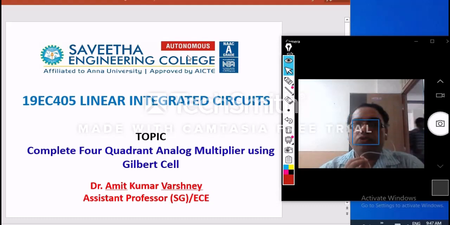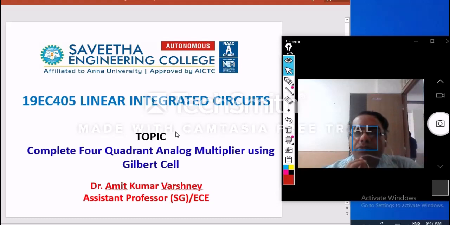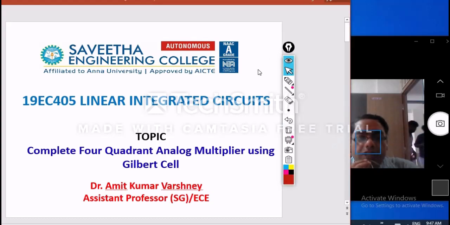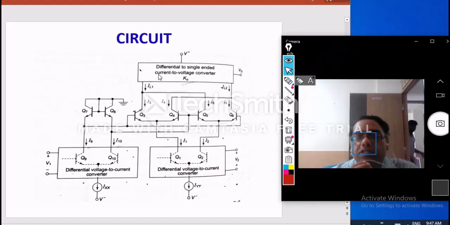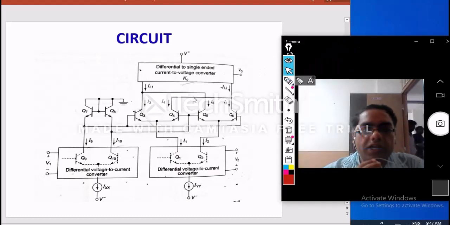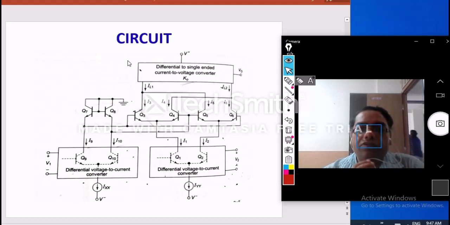So today I am going to discuss the complete 4-quadrant analog multiplier using Gilbert cell. Now this is the complete circuit diagram, just a slight modification from the earlier circuit that we have done already. Here, one differential to single-ended current to voltage converter is used. You can see differential current IL1, IL2 is converted to single-ended output voltage.